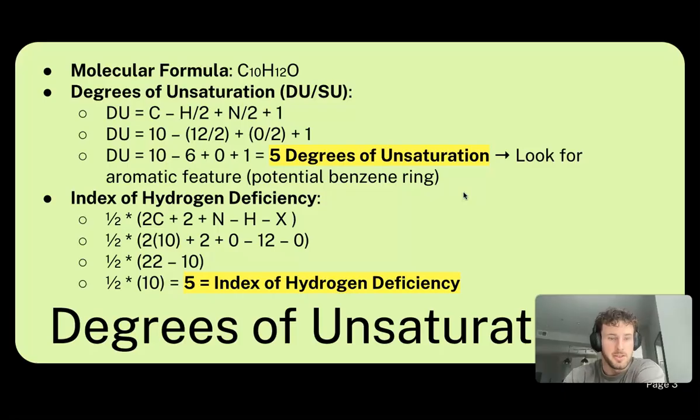Just to show you another calculation, the index of hydrogen deficiency, we know that the formula is 1/2 times 2 times the number of carbons, plus 2 plus n, minus the number of hydrogens, minus the number of halogens. This would give us the same 5 as our index of hydrogen deficiency.